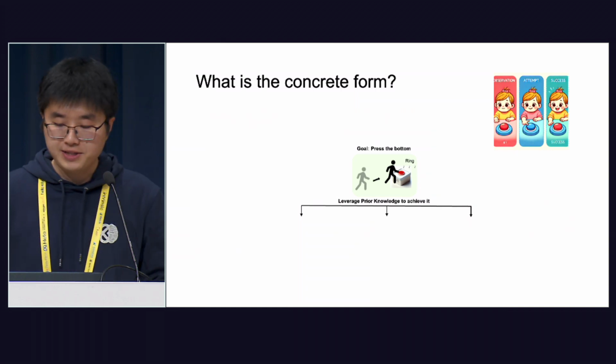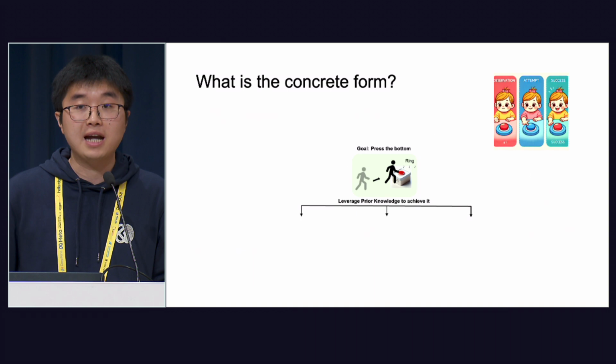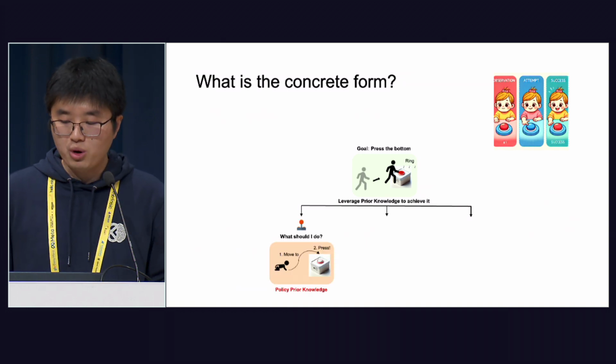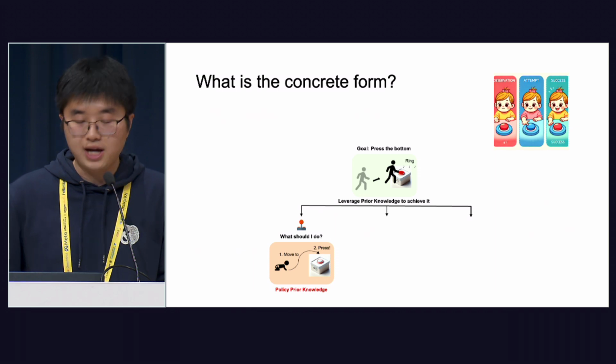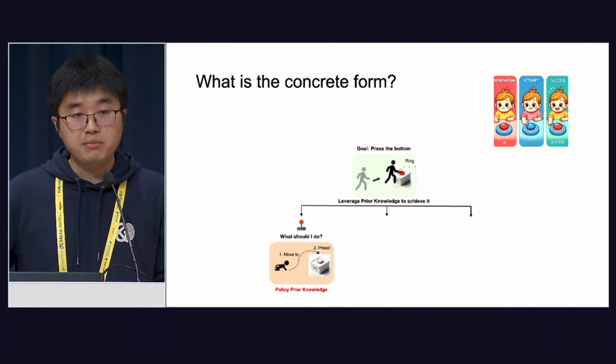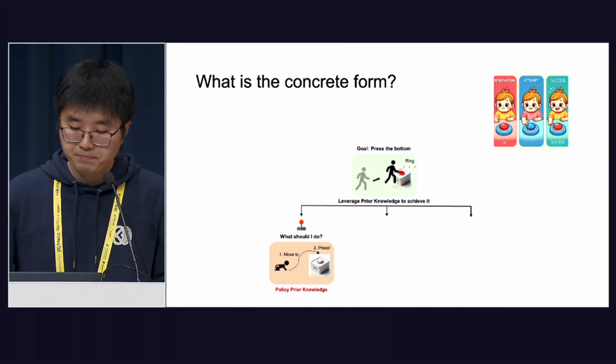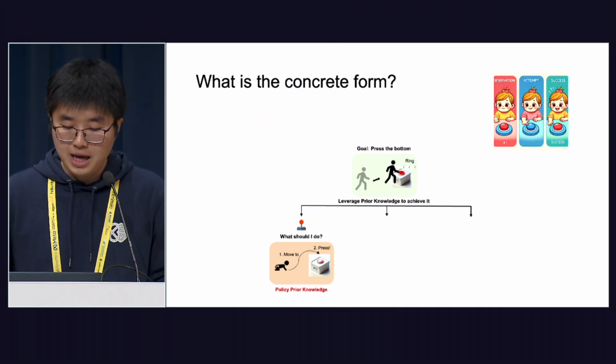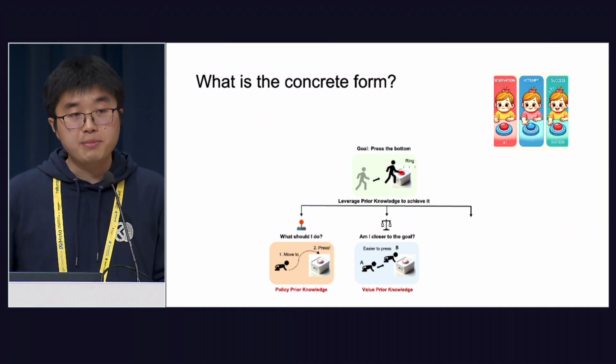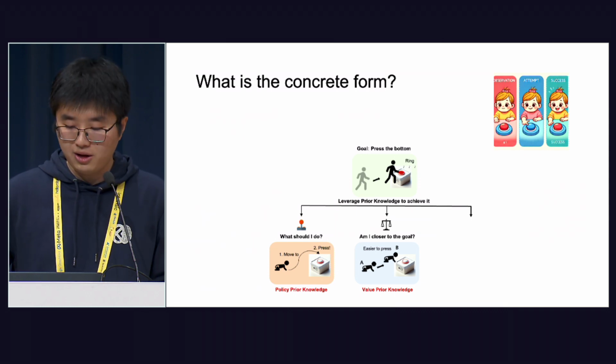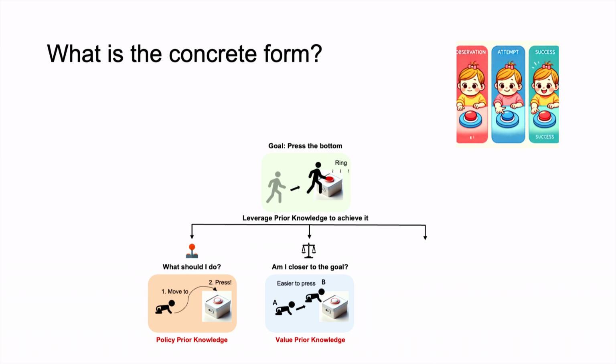So going back to the button example, let's analyze the baby's behavior systematically. During the learning process, Alice will ask herself about 3 questions. What should I do? She knows the rough behavior, namely moving towards the button and pressing it down. So this is the policy prior knowledge. Am I closer to the goal? She can make adjustments to find some part that can be pressed down, and she knows it's better if she can move towards the button. So this is the value prior knowledge. Do I succeed? When the button lights up, she can realize that she made it, and she will reinforce the successful behavior next time to make it better. So this is the success prior knowledge.